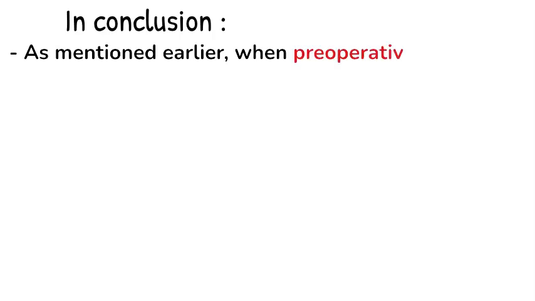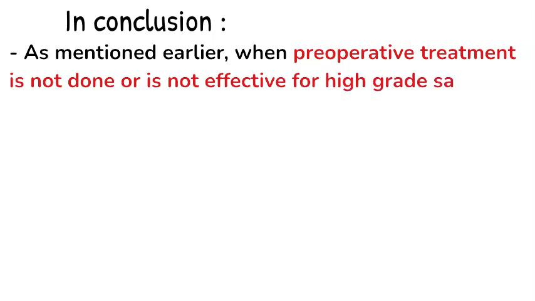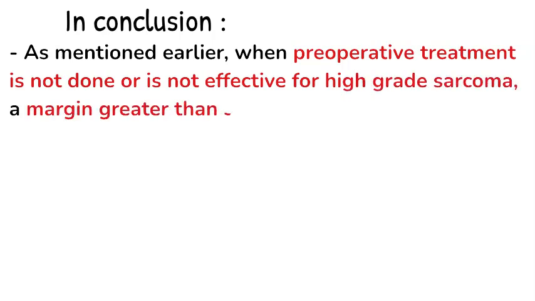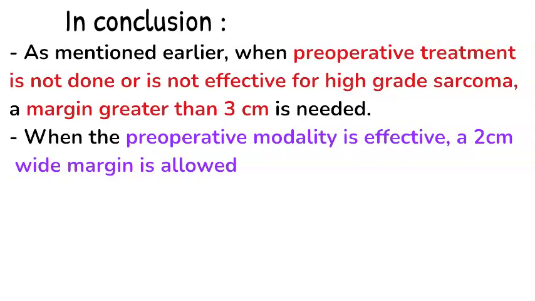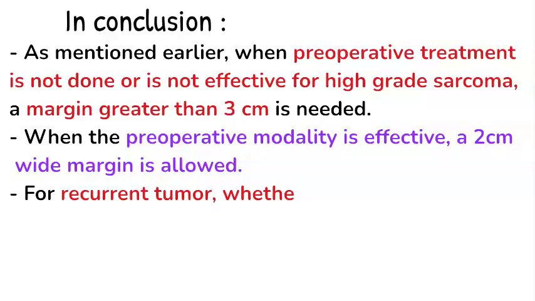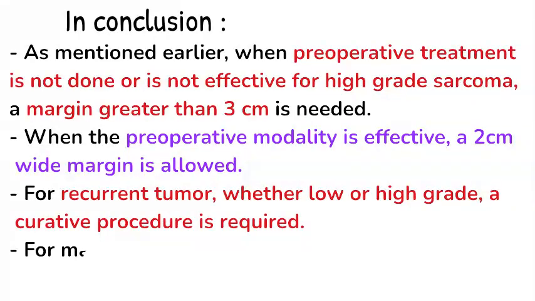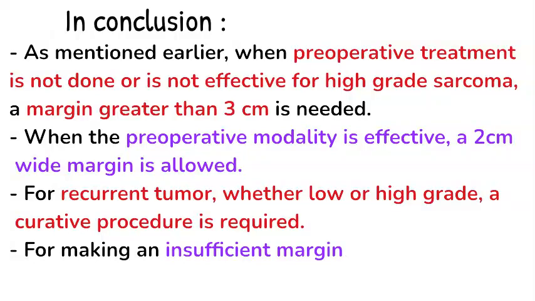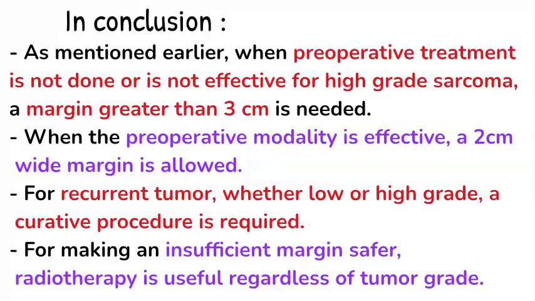As mentioned earlier, when preoperative treatment is not done or is not effective for high-grade sarcoma, a margin greater than 3 cm is needed. When the preoperative modality is effective, a 2 cm wide margin is allowed. For recurrent tumor, whether low or high grade, a curative procedure is required. For making an insufficient margin safer, radiotherapy is useful regardless of tumor grade.